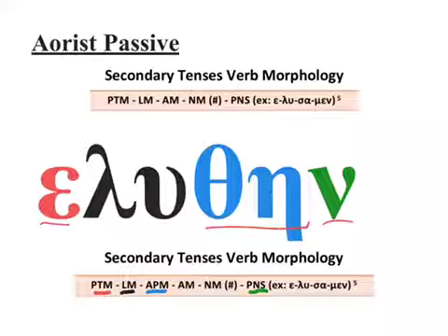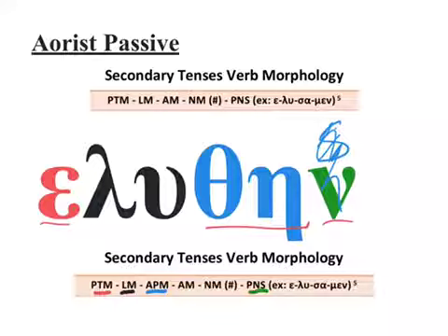And so the past tense, how that would be translated would be, I was loosed. So this would be I was loosed. If you had a sigma at the end, right here, it would be you were loosed. And if you have nothing right here, that would be he, she, it was loosed.